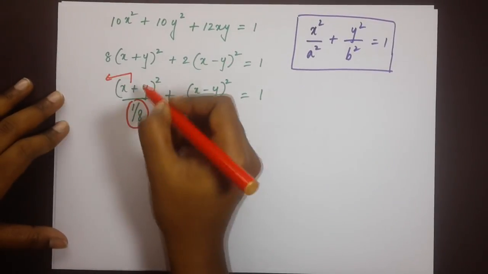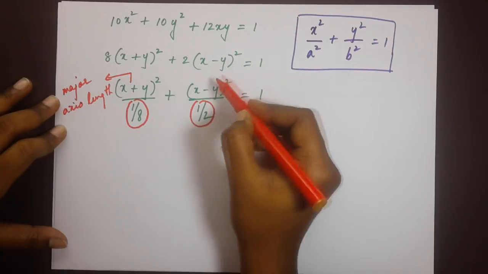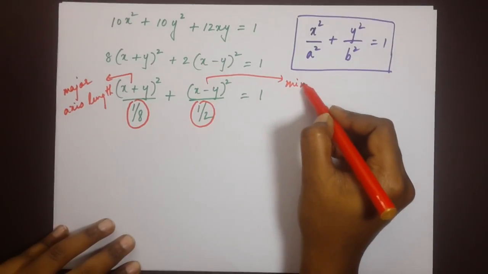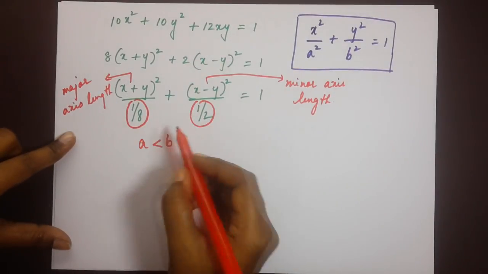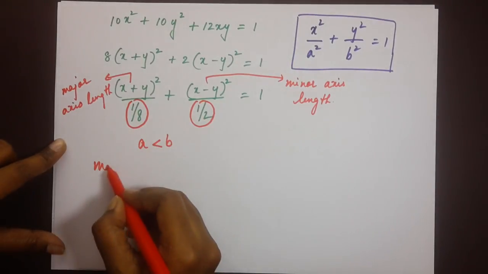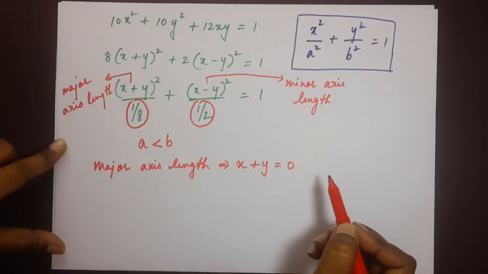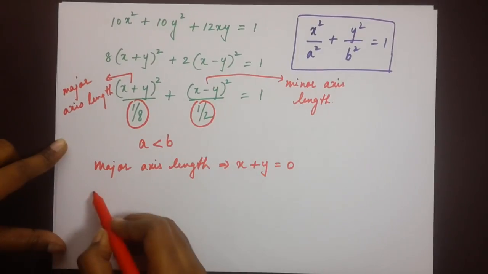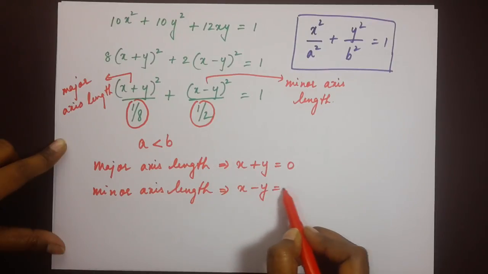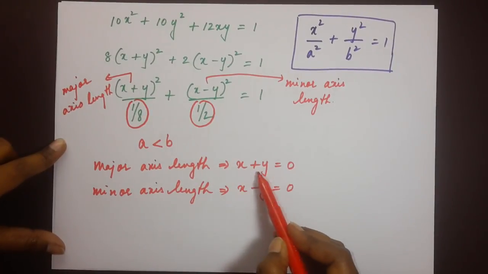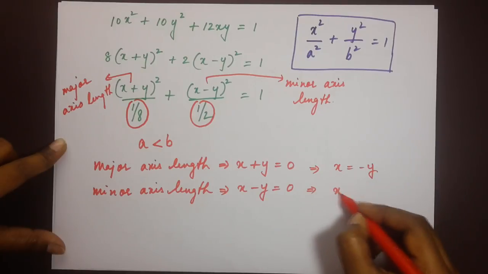The first part corresponds to the major axis length, and the second corresponds to the minor axis length. Here we have a is less than b, 1 by 8 is less than 1 by 2. So the major axis lies along x plus y is equal to 0, and the minor axis lies along x minus y is equal to 0. Now if x plus y equals 0, that gives us x is equal to minus y. And if x minus y is equal to 0, that gives us x is equal to y.